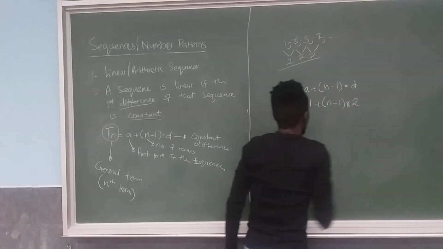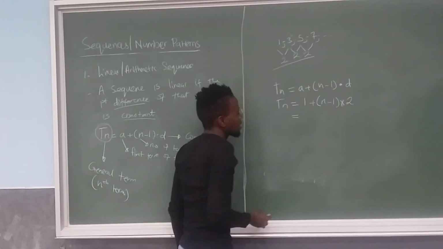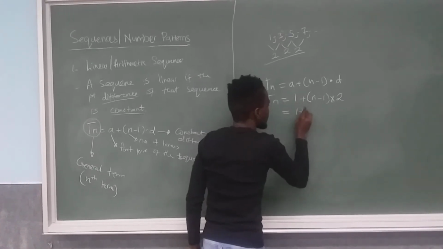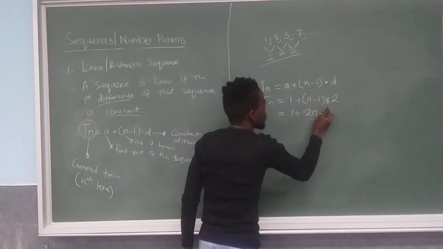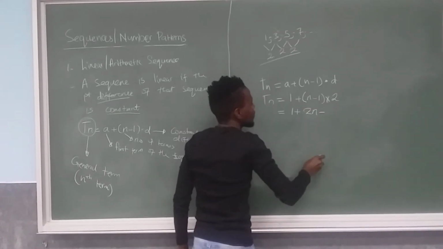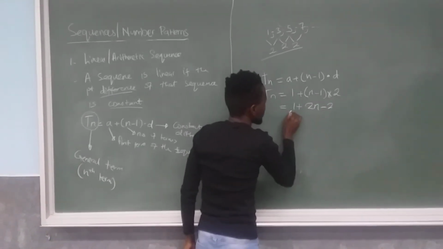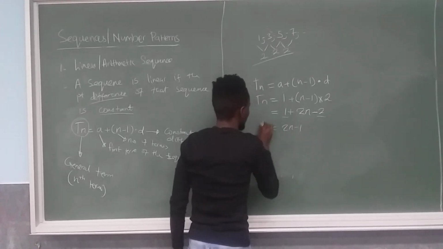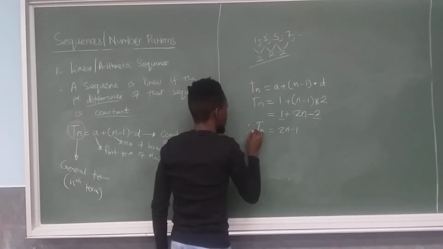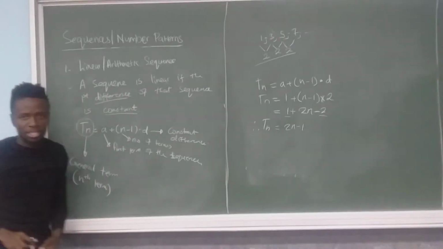So if we simplify this, we have 1 plus 2 multiplied by n is 2n. 2 multiplied by negative 1 is negative 2. And then if we group the like terms, we have 2n minus 1. This is our general term, or the nth term.